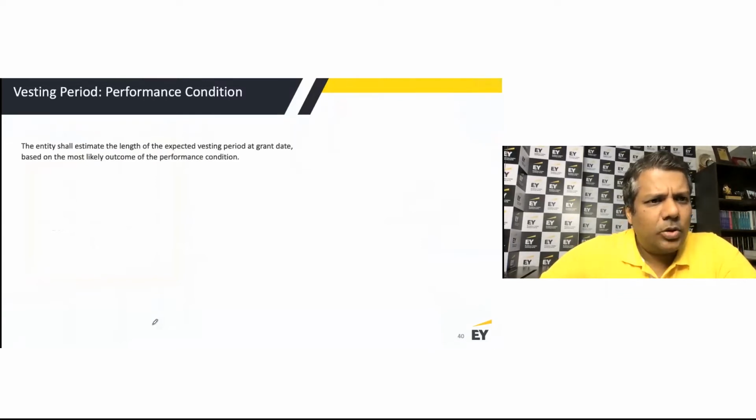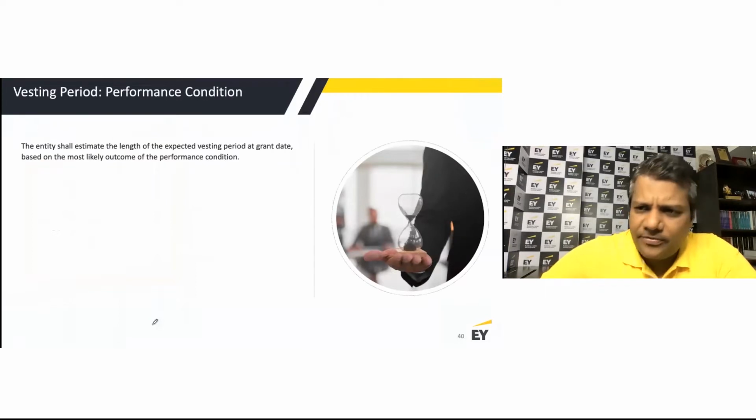condition. If it is a performance condition, the entity shall estimate the length of the expected vesting period at the grant date based on the most likely outcome of the performance condition. So which are, let's say, the revenue targets or the EBITDA target, whether these are likely to be met or not. If the answer to that is yes, then you will appropriately determine the cost.